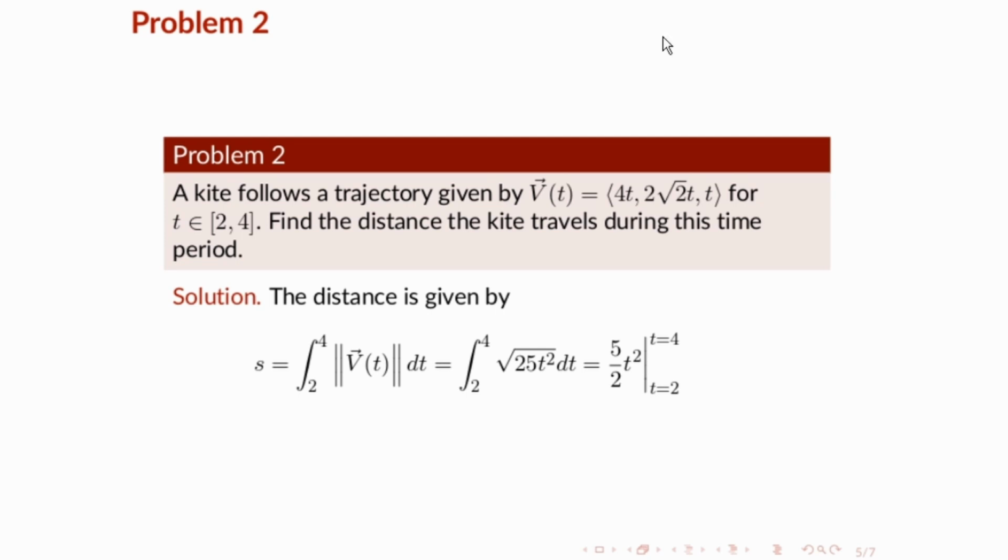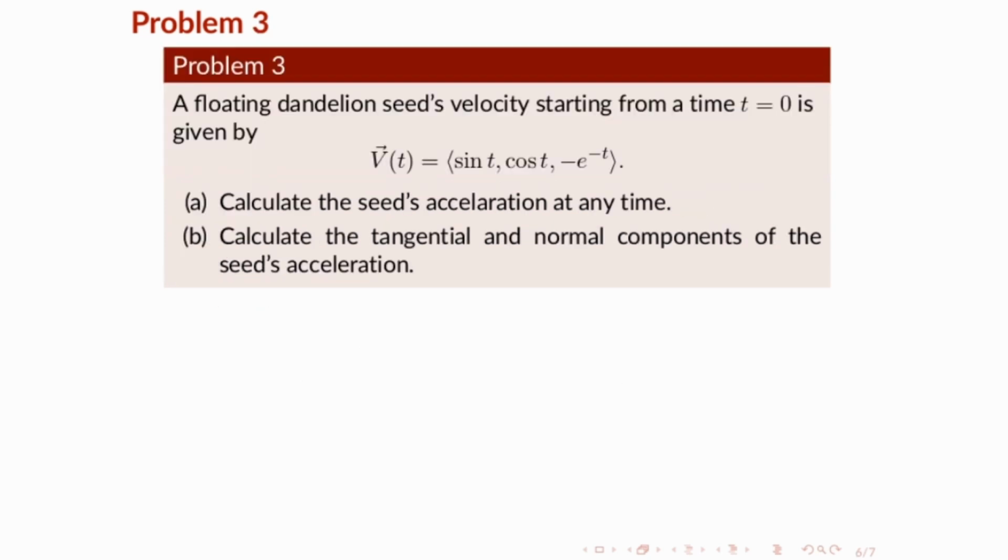Let's continue on, and we can evaluate this further. This is going to give us 5 times 16/2 minus 5 times 4/2, which is just 80/2 minus 20/2, which is 40 minus 10, which gives us 30. And so we have a solution of 30 units. Okay, now let's move on to our third problem. This one is split up into 2 parts, so we're going to be tackling them one by one.